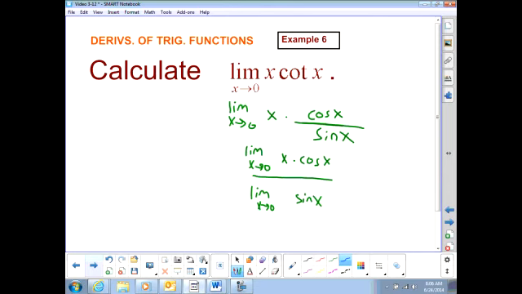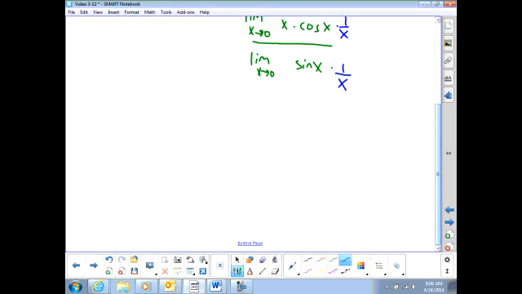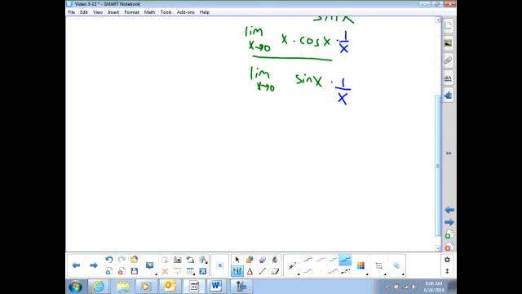Well, to get what we've been working with before, we want this to be a sine x over x, so it's something that we know how to work with. So let's multiply the denominator by 1 over x. Well, if you multiply the denominator by 1 over x, you've got to multiply the numerator by 1 over x. And now let's neaten this up. We've got the limit as x approaches 0. x times cos x times 1 over x will just be cos x. And this will give us sine x over x.